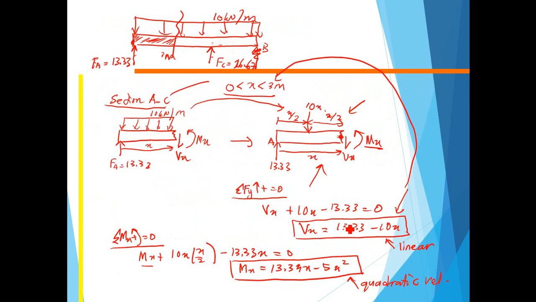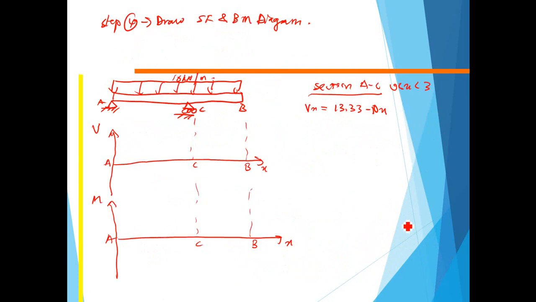So Vx equal to 13.33 minus 10x. Okay, so from here, when x equal to 0, Vx is equal to 13.33. When x equal to 3, Vx is equal to minus 16.67. Alright, so we can plot here when x equal to 0, Vx equal to 13.33, so 13.33, which is here.